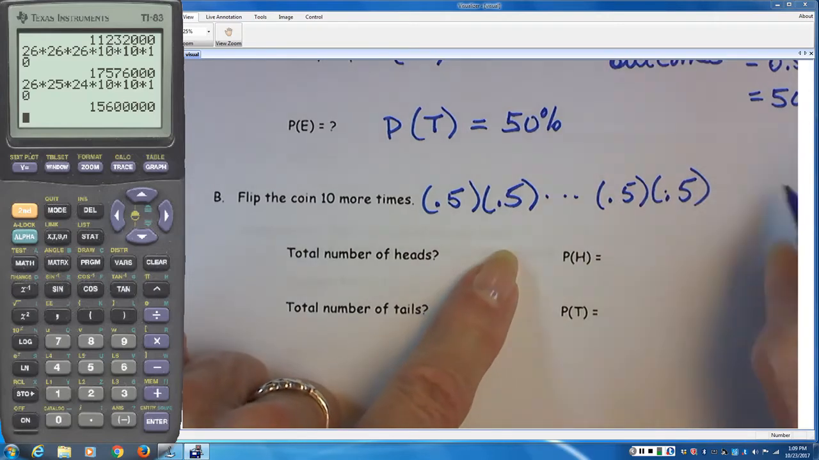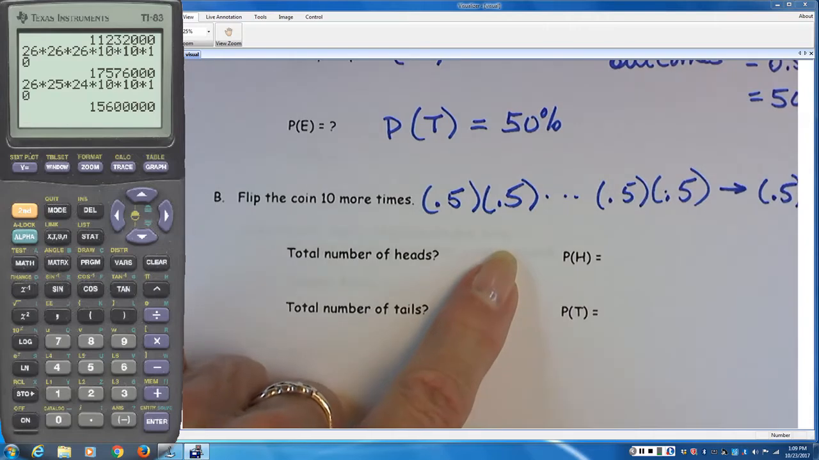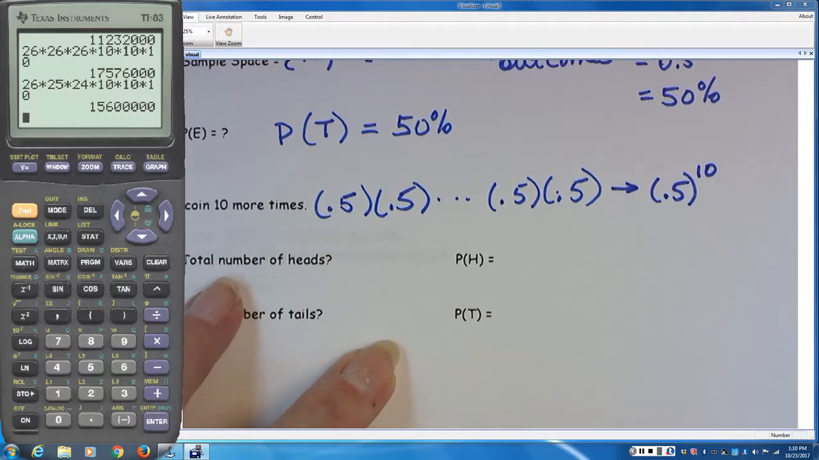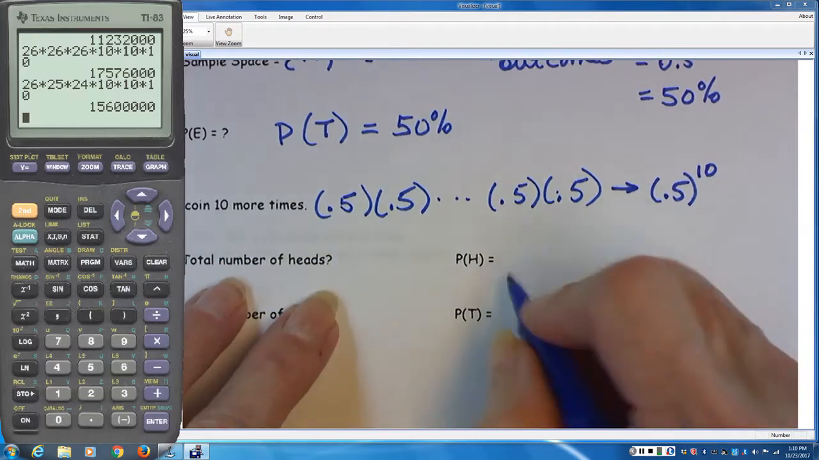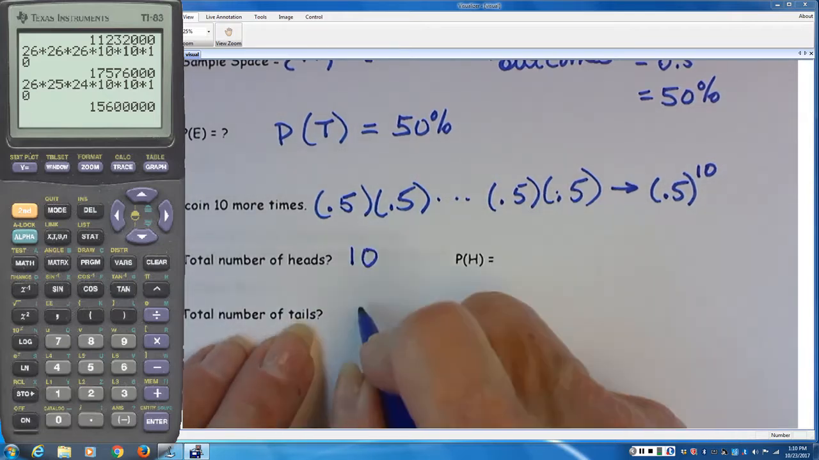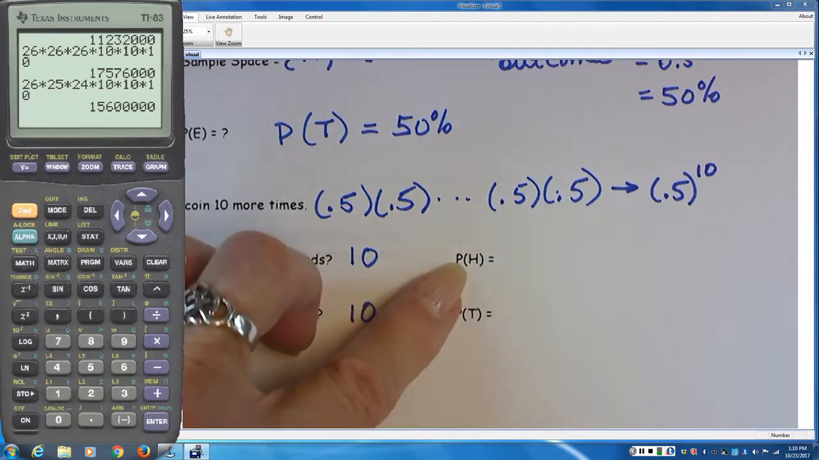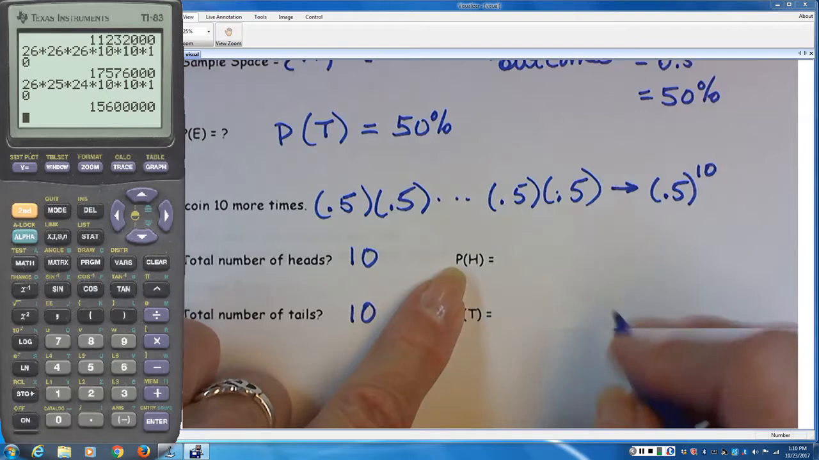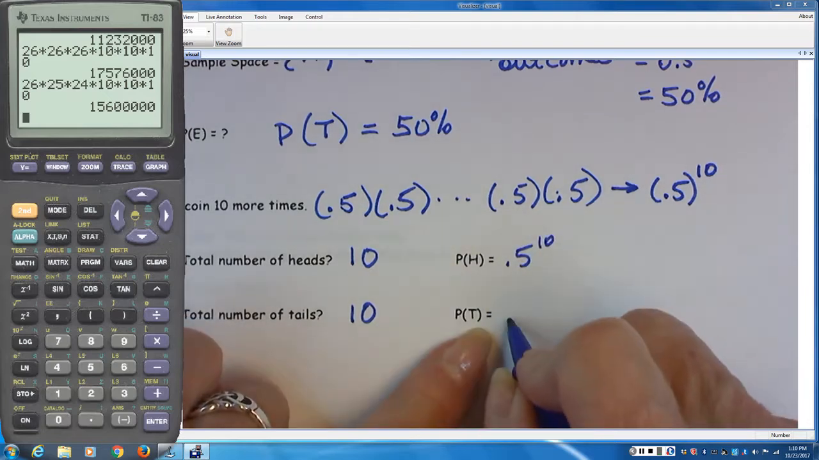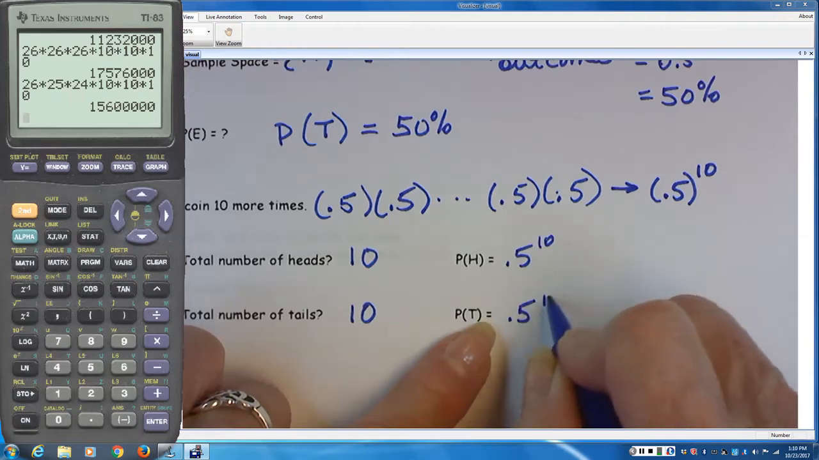So what that's going to be is 0.5 to the 10th power, and that's based again on that fundamental counting principle. So the total number of heads possible would have been 10. The total number of tails possible would have been 10. But the probability of getting 10 heads would have been 0.5 to the 10th power, just like the probability of getting tails would have been 0.5 to the 10th power.